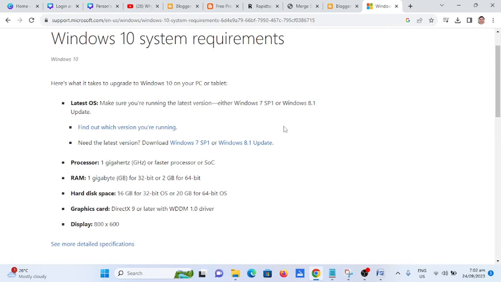Okay guys, so this is the end of my video on the system requirements of the Microsoft Windows 10 operating system.